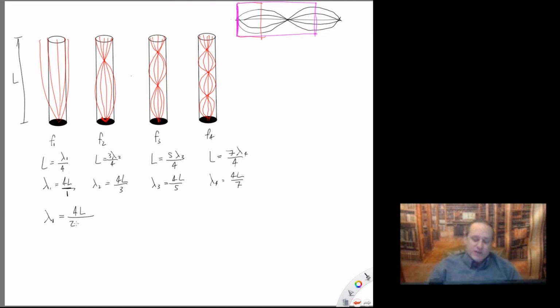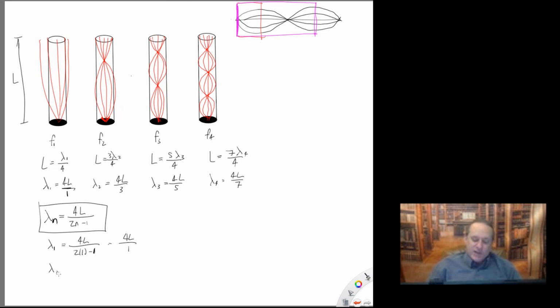So we can take 2n minus 1. We call this lambda n. So as n increases, the bottom increases by 2. Let's check out this formula. According to that formula, the fundamental harmonic would be 4L over 2 times 1 minus 1. Of course, 2 times 1 minus 1 is 2 minus 1 or just 1. We get 4L over 1.